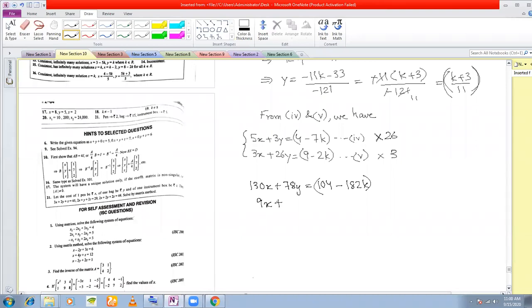Plus 26 into 3, 78. 9x minus 3 into 3, 27y, minus 6k. Now this is 6k, so this now is subtract, minus minus minus. This cancels, subtracting.